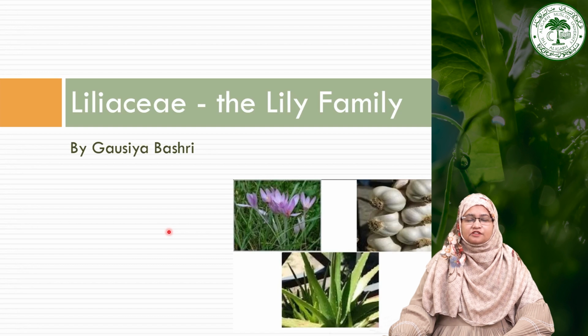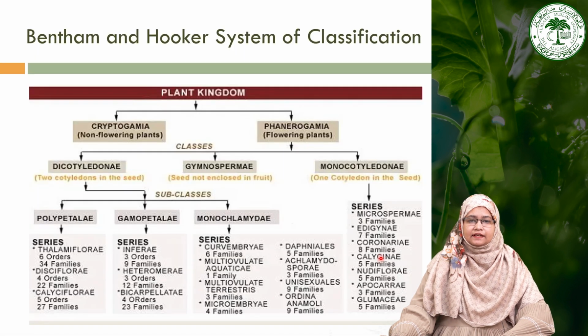Today we are going to explore another monocot family, that is Liliaceae, which is commonly called the lily family, which has very familiar members like aloe vera and garlic. These are some common members of this particular family. So now, moving towards the systematic position of this family Liliaceae.